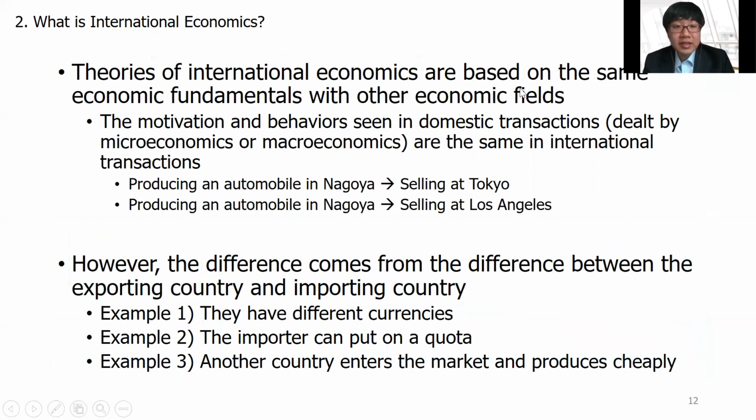And the theories, as I just mentioned, of international economics are based on the same economic fundamentals as other economic fields, especially as the motivations and behaviors seen in domestic transactions are the same in international transactions. So the principle is the same.